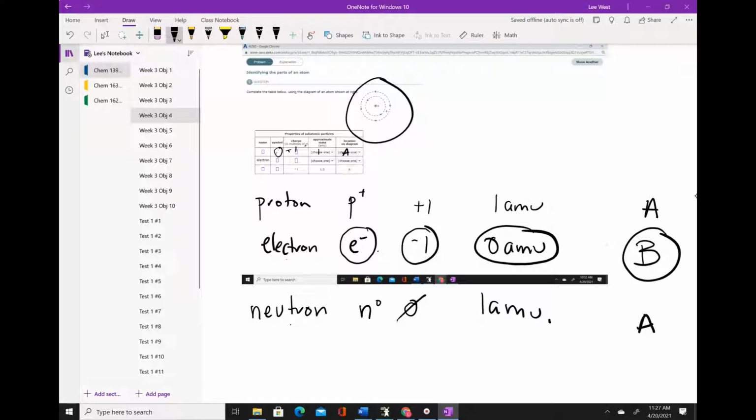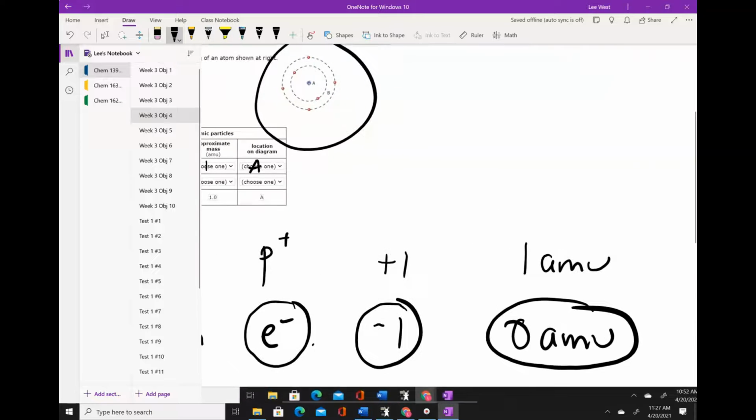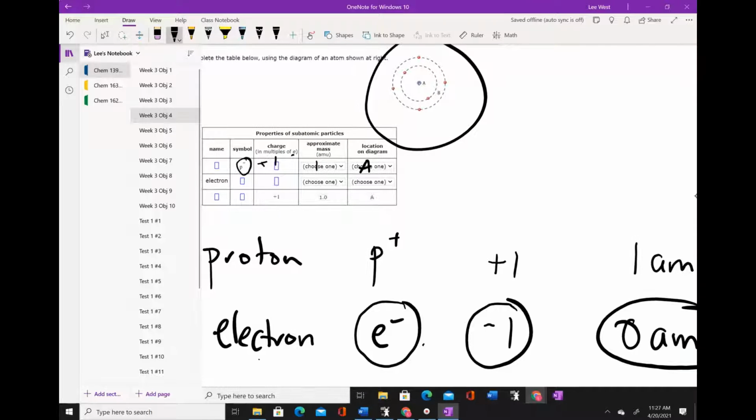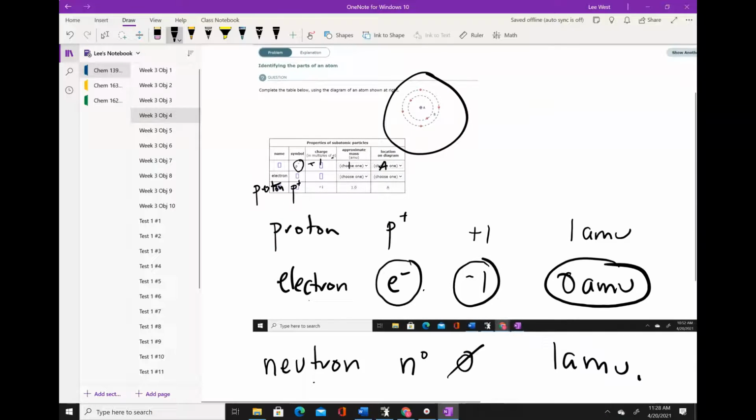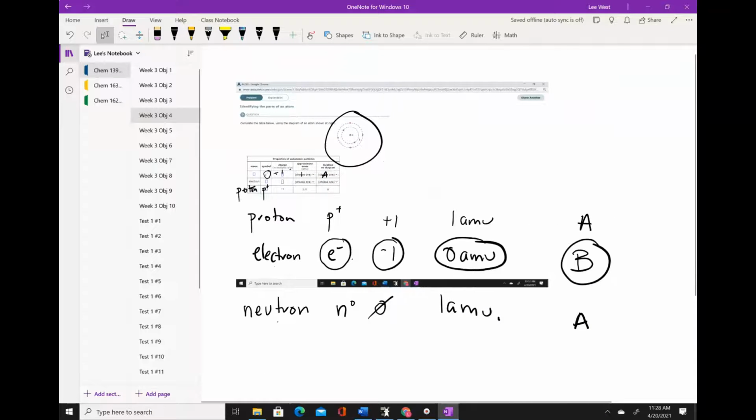Now for the third one, we are told that it is in the nucleus, has a mass about 1, and has a charge of +1. So that tells me that it's a proton. So we need to add the name proton, and the symbol for the proton. So in this particular problem, we didn't reference the neutron at all.